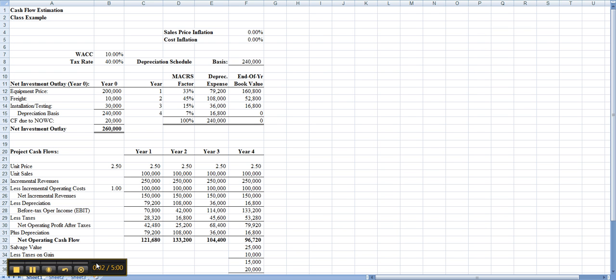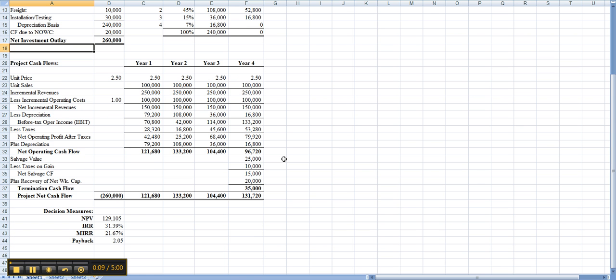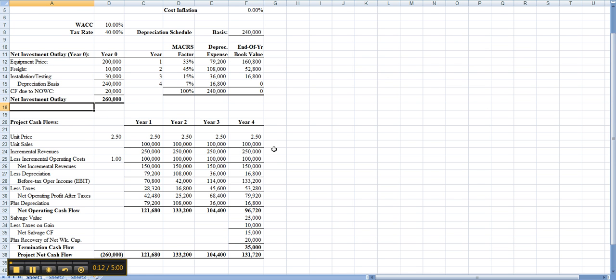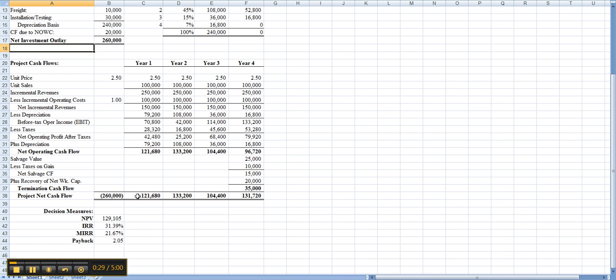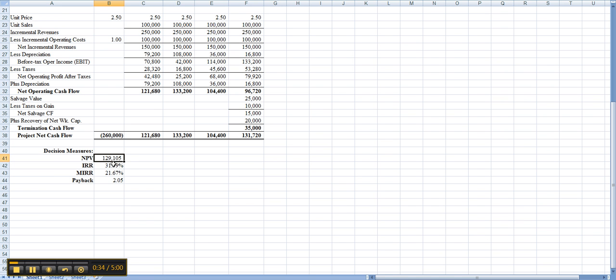Okay, so here's the cash flow estimation in-class example that I was talking about. This basically is what your spreadsheet will look like. When you do question 6 of the case, it's asking for this number, basically, the net investment outlay. And then I believe it's asking for this termination cash flow number down here. And then question 7 has you basically do the rest of the analysis, come up with the various cash flows for each year, and then calculate the NPV and IRR and MIRR and payback.